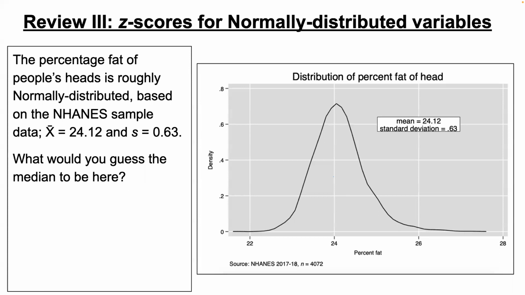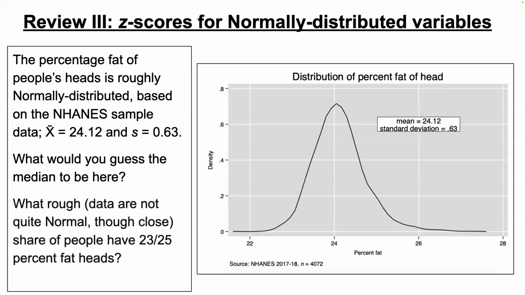Note that these are very normally distributed, like the closest to normal we've seen so far. Yeah, go for it. Yeah, 24.12 probably, if we had to guess. Great work. Okay, so now a tougher question. These are not quite normal, but they're very, very close.